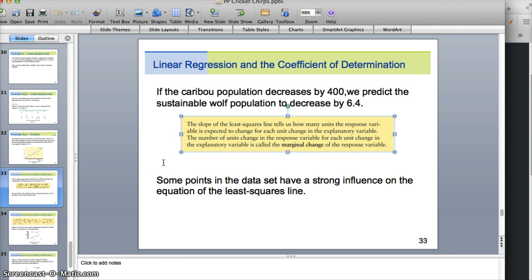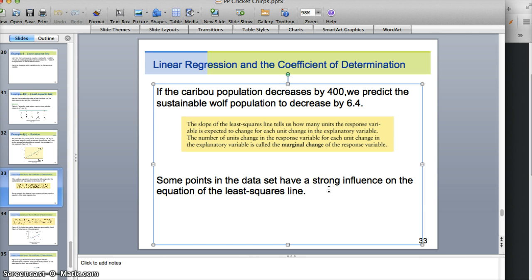This summarizes what the slope tells you. The slope of the least squares line tells us how many units the response variable is expected to change for each unit change in the explanatory variable. The number of units change in the response variable for each unit change in the explanatory variable is called the marginal change of the response variable. Some points in the data set have a strong influence on the equation of the least squares line.